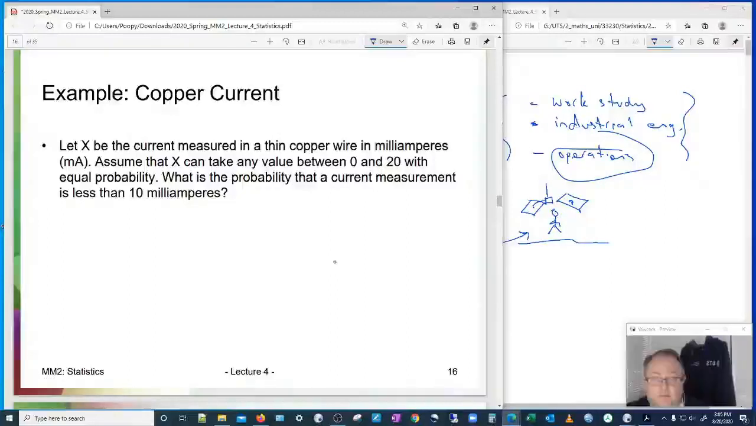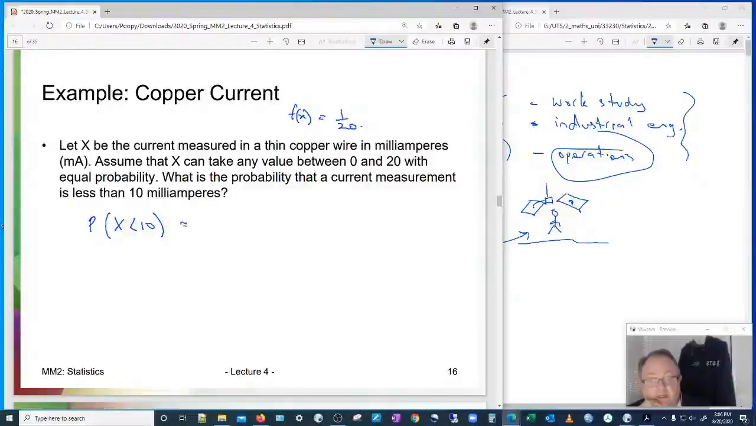We can turn this into a probability problem by measuring the current, and assume that x can take any value between 0 and 20 with equal probability. What is the probability that a current measurement is less than 10? The function I'm going to give you is an inverse proportional function. So for this point, it's 1 over 20, and we'll run with that as the given function that we're going to check the probability for. The probability step is that we're going to ask for less than 10.